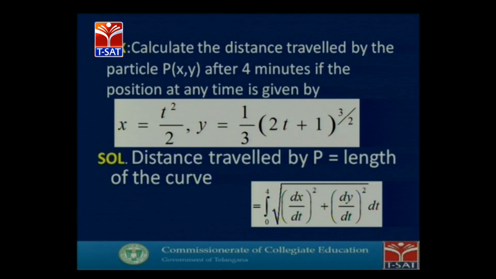Now differentiating 1 by 3 into (2t plus 1) whole to the power of 3 by 2. What is the function power? 3 by 2. So if you differentiate with respect to t, 1 by 3 into 3 by 2 into (2t plus 1) whole to the power of 3 by 2 minus 1. Again, instead of t, what we are having? 2t. So 2t differentiation is 2. Now substituting these two values, dx by dt as well as dy by dt, in the formula. So what we'll get?